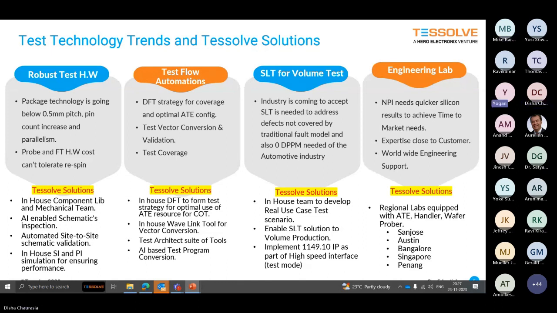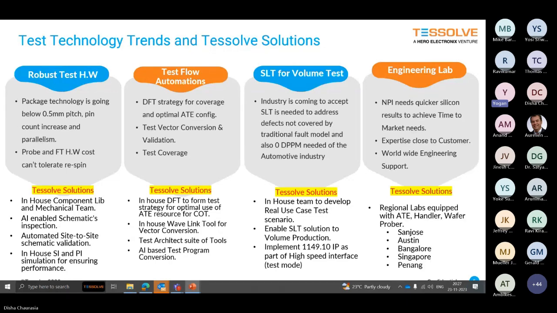Okay. So I'll give an update on the test side of it. Basically, I classified into three areas what Tessolve is looking at based on the trends in the test side. So I'll talk about the hardware, automation flow for test, and SLT. And the last one is more of an update to the industry people on the labs that we have.